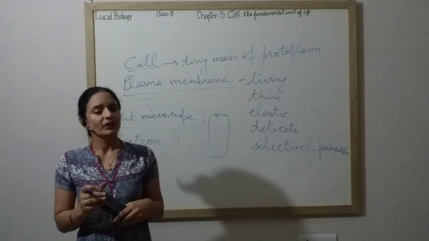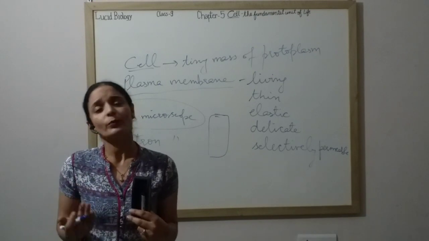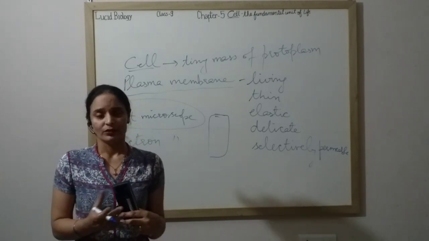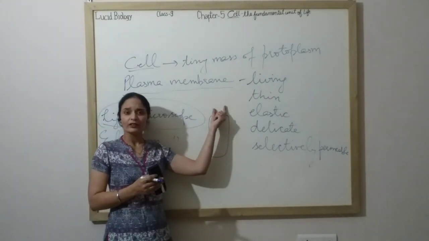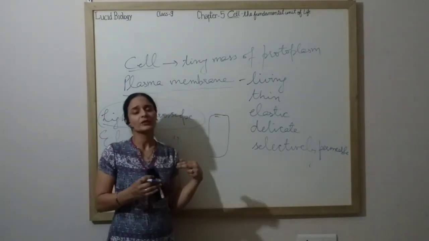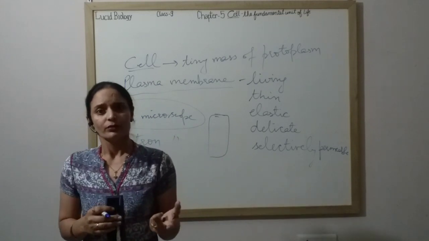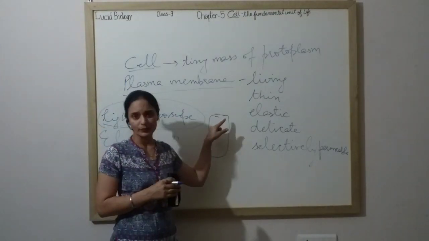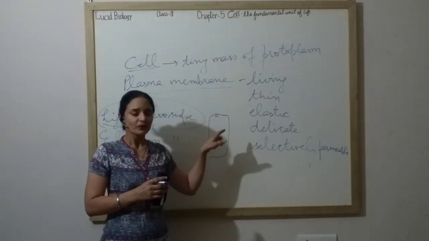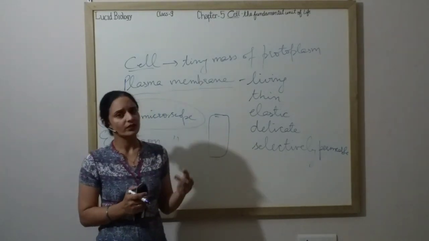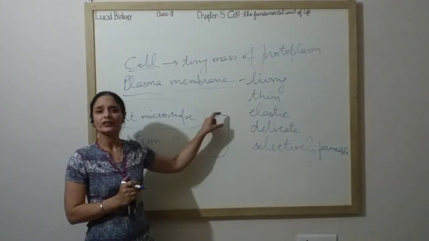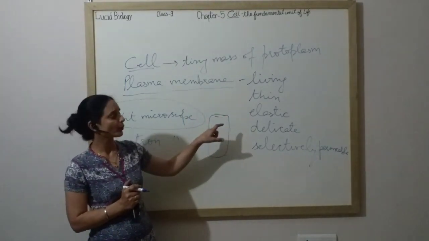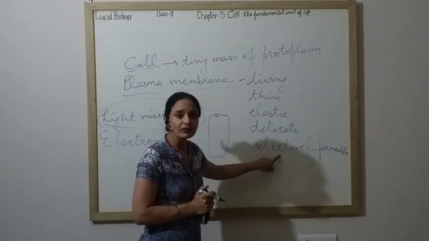The plasma membrane allows entry and exit of some of the substances in the cell. These carrier proteins take substances from outside into the cell, or from inside substances come out by crossing this plasma membrane. I hope this is clear to you. You will study the detailed structure in higher classes, but you should know only this much, that it is made up of two layers of phospholipids with some carrier proteins which make it selectively permeable.